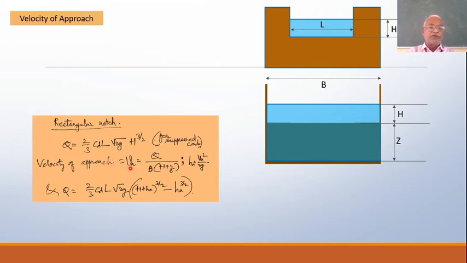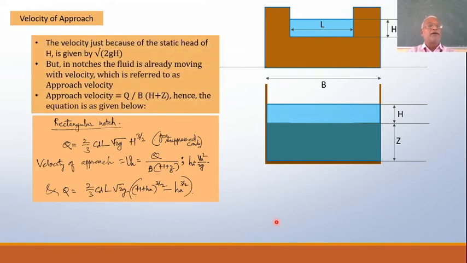Now velocity of approach VA is given by the discharge Q divided by this cross-sectional area B into H plus Z. That is the velocity with which the flow is occurring in the channel, velocity of approach. Then head of velocity of approach will be VA squared by 2g. Right? Once you know, VA squared by 2g is HA. Now the discharge Q can be written with velocity of approach as 2 by 3 CD L root 2g, H plus HA raised to 3 by 2 minus HA raised to 3 by 2.